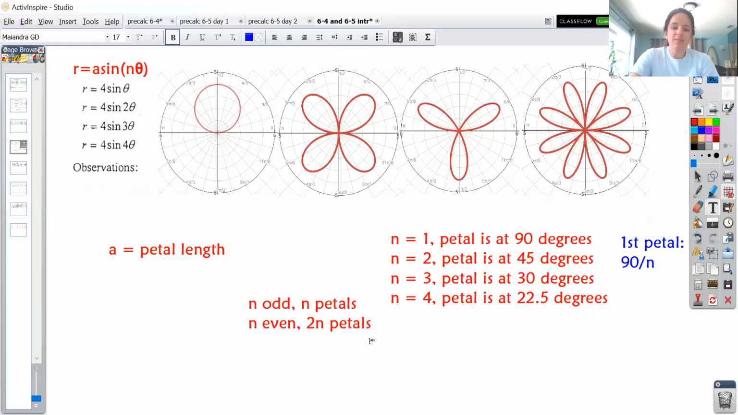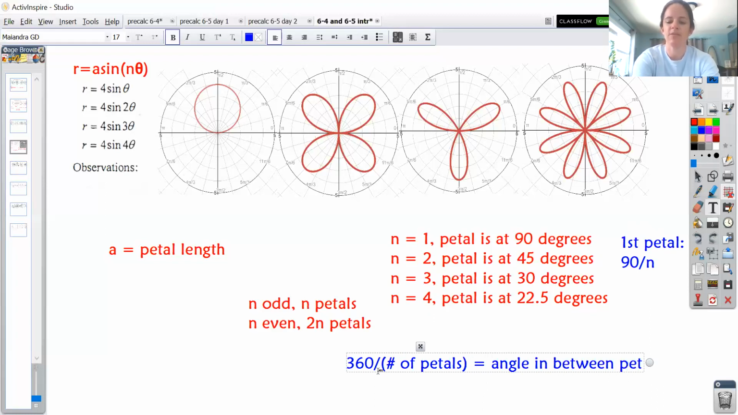Also, if we want to talk about how far the petals are spaced apart, which you could have seen from the last one, I guess I just took this as an assumption, that the petals are all evenly spaced apart, right? So if there are whatever the number of petals is, take 360 degrees and divide it by the number of petals, and that's the distance from one petal to the next, the angle from one petal to the next. So 360 divided by the number of petals gives you the angle in between the petals. So I hope that makes sense.